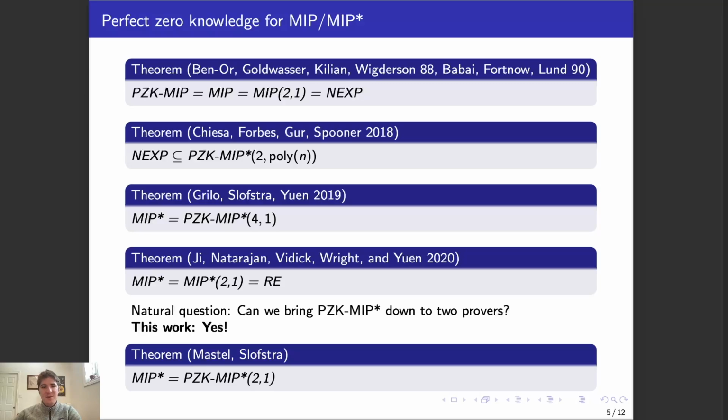That is, our main result is that MIP* is equal to perfect zero-knowledge MIP* with 2 provers and 1 round of interaction. One way you might think to try and go about proving this statement is by improving the techniques of Grilo, Slofstra, and Yuen using simulatable codes.